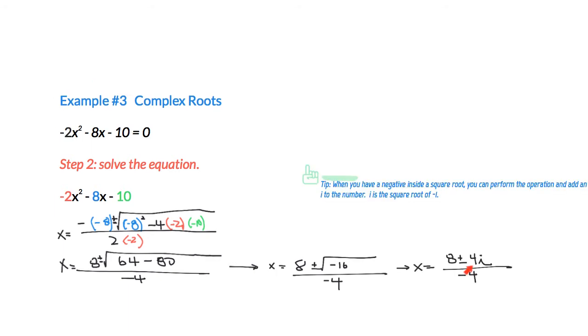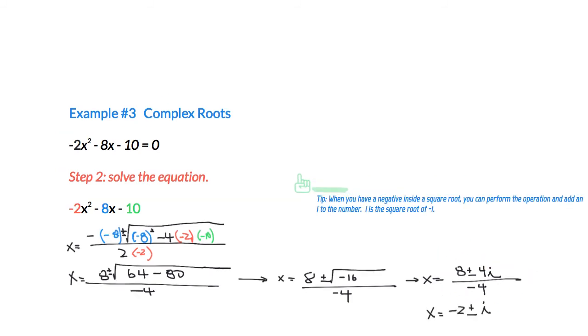You can continue since 4 is the square root of 16 and put the i since it was a negative number. Now we have 8 plus or minus 4i over negative 4. We can further simplify by dividing both terms by 4 to get the answer of negative 2 plus or minus i, which is a complex root.